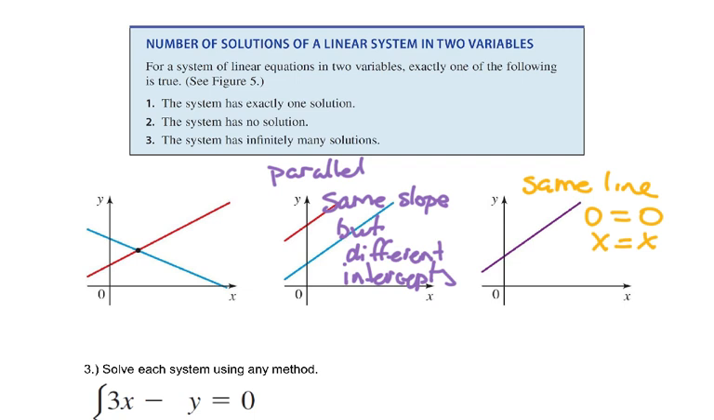And like our parallel lines where you have no solution, when you're algebraically working with it, you may get something like 3 equals 0, right? There's no way that that's possible. That's going to be no solution.